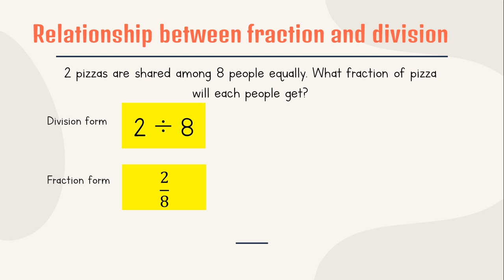2 per 8, when we simplify this fraction, we divide by 2. 2 divided by 2 equals 1. 8 divided by 2 equals 4. If you have any question about how to simplify fractions, please take a look at your primary 4 books, because in primary 4 we have learned this. So, what fraction of pizza will each person get? 1 per 4. But is it okay if you write down 2 per 8? Yes, as long as it is not asked to be in the simplest form. That's it.